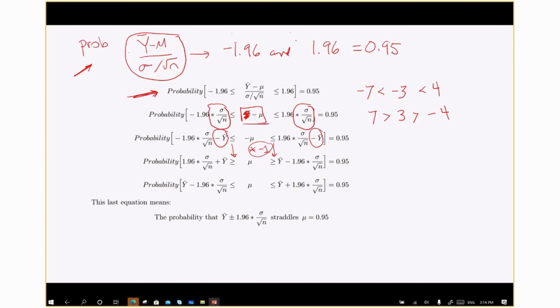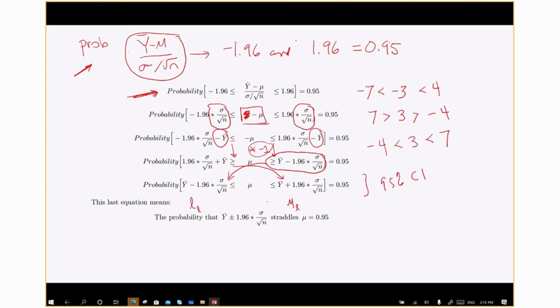And now in this last step, what I'm going to do is I'm going to take this component and move it over here. I'm going to take this component and I'm going to move it over here. So again, I'm going to have to reverse the inequality signs. So that would be equivalent to saying, once again, that minus 4 would be less than 3 would be less than 7. So that's effectively what I've done here. So this is where we want to be, because this is our 95% confidence interval. This is the upper limit. Excuse me, this is the lower limit. And this is the upper limit of a 95% confidence interval.